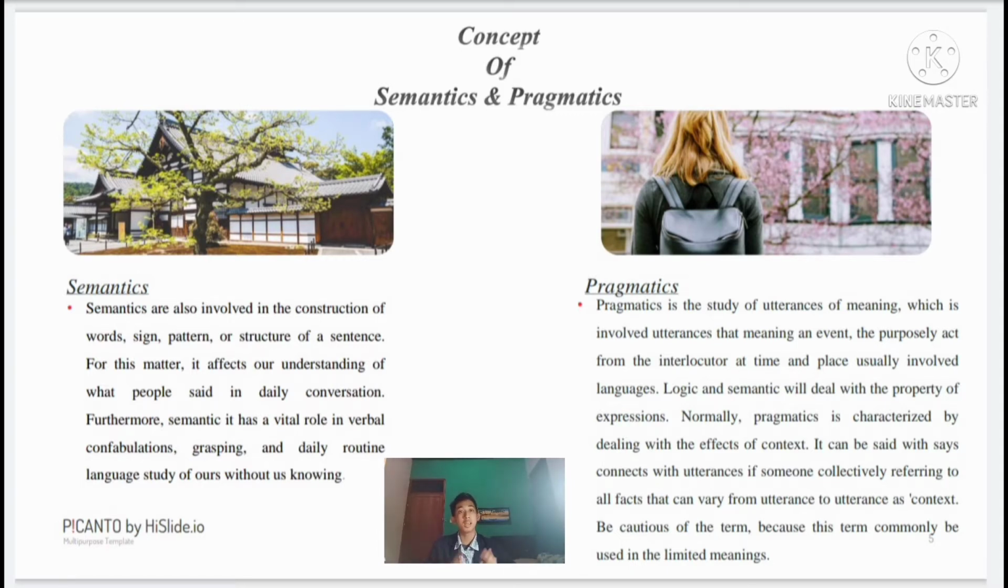On the other hand, pragmatics is the study of utterance meaning, which involves utterances that mean an event, the purposeful act from the interlocutor at a time and place, usually involving language. Logic and semantics deal with the properties of expressions. Normally, pragmatics is characterized by dealing with the effects of context. It can be said to connect with utterances, referring to all facts that can vary from utterance to utterance as context, because this term is commonly used in limited meanings.